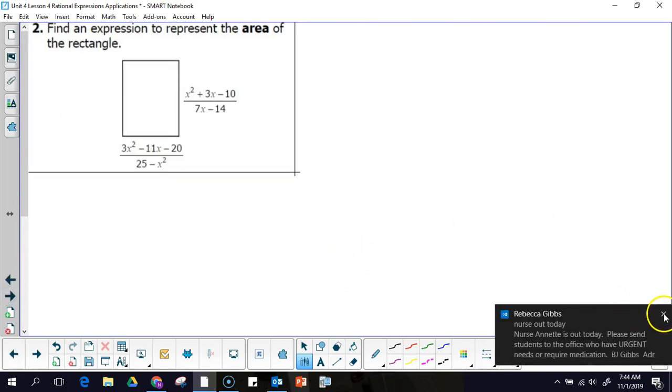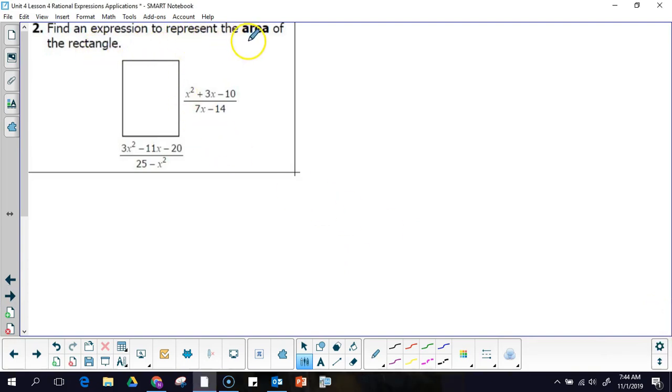Next one says find an expression to represent the area. Again, this one I'm going to help you factor, but I'm not going to solve it all the way. I want you to try to do that, and I will give you the answer to it. So let's see.